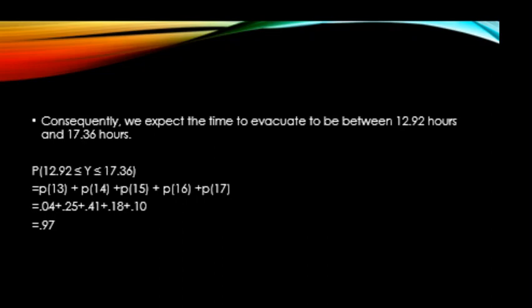Now let's compare it with what the actual probability will be, because we don't know if it's a normal distribution, right? So based on the numbers, it falls between 12.92 and 17.36. So the possible values are 13, 14, 15, 16, or 17. And if we add the probabilities associated with these values, it gives us 0.97. Okay, so the probability that the evacuation time is within 2 standard deviations is 97%.